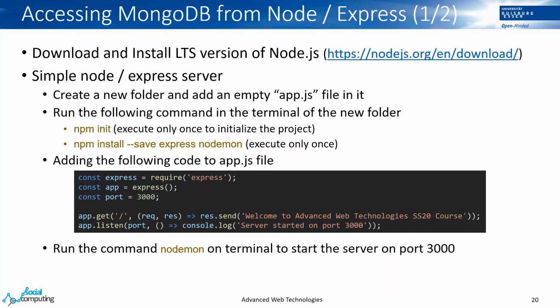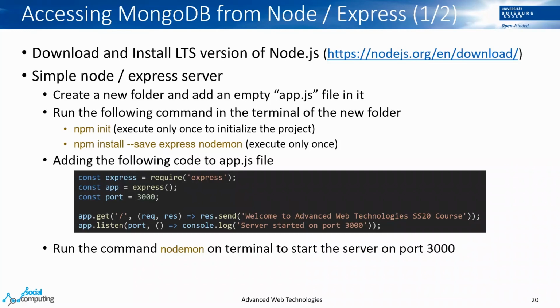How to connect or access MongoDB from Node and Express. The first step is to install Node, which is available from the Node official website. You can install the latest version of Node. In order to create a simple server in Node.js, you create an empty folder and create a file called app.js in it. It should be an empty file. You can create a text file and rename it to app.js.